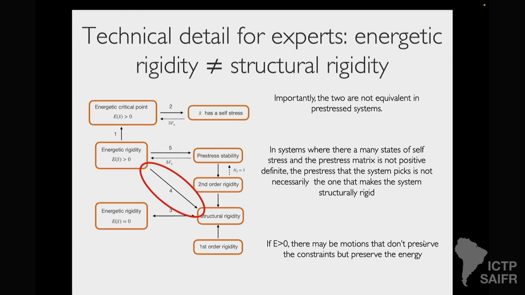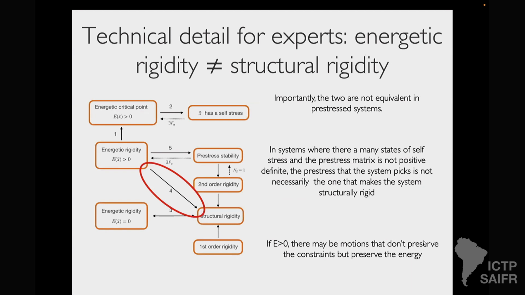In the case of the vertex model and the fiber network models, at least in all the configurations we've looked at numerically so far, second order rigidity also implies structural rigidity. So it implies both energetic and structural rigidity. So you get both.